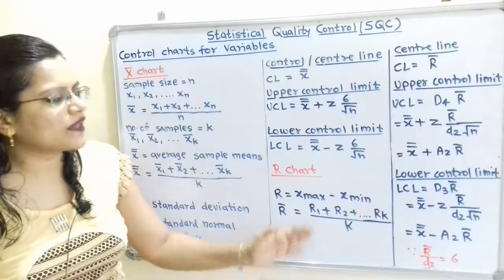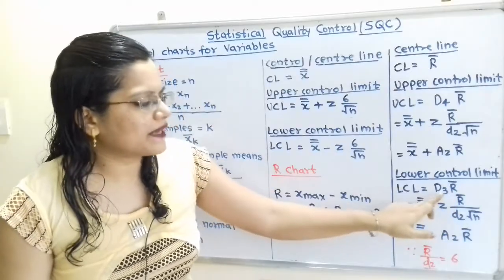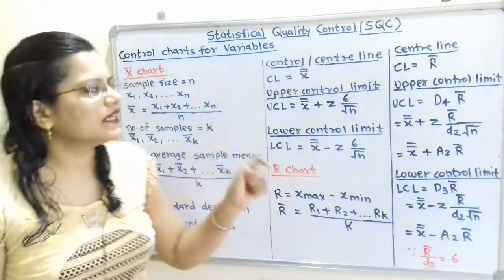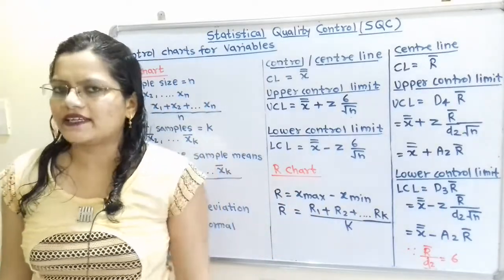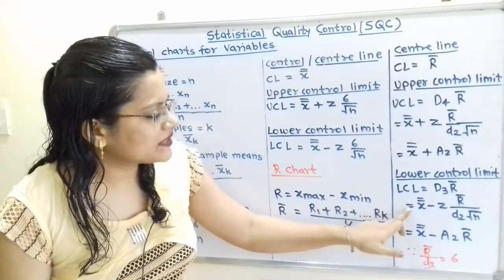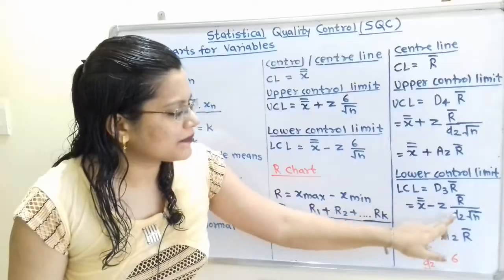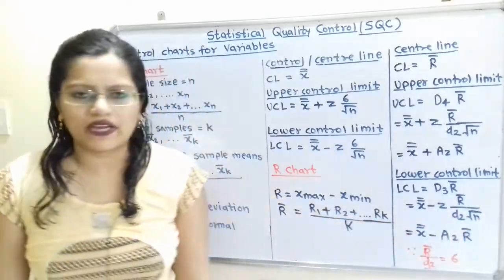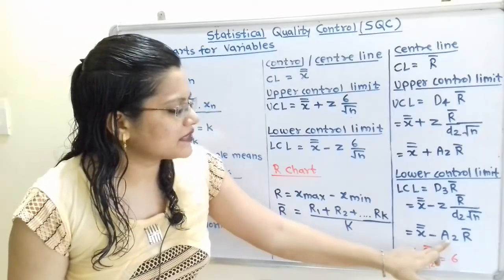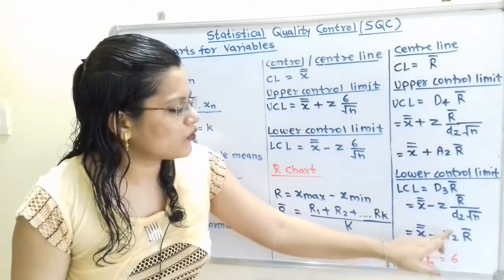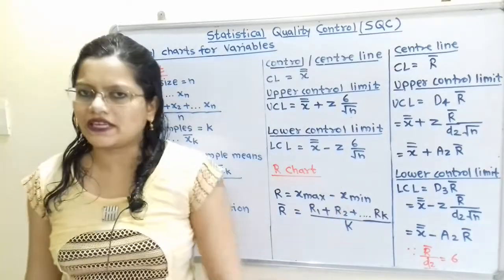So for this lower control limit, LCL is equal to D3 R bar. D3 depends on the sample size n, and that is in the chart provided in the exam. The second formula is x double bar minus z R bar by d2 under root of n. And the third formula, x double bar minus A2 R bar. So here the values of A2 and d2 we can find from the sample size n.